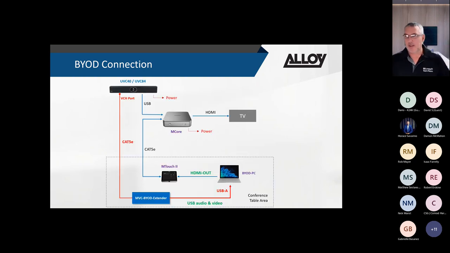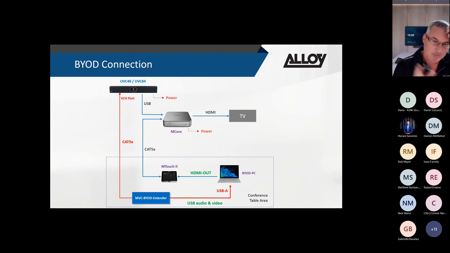All right, looking at the Windows-based devices and how we connect BYOD to these systems. Now, the BYOD device that we use for the Windows systems is different to the Android. The Android, we use the VCH51. With the Windows-based systems, we use the MVC BYOD extender. Now, in this case, it's the same connection. So it's an Ethernet run or an Ethernet cable back to either the VCH port on the back of the unit or the VC hub port, whatever it's labeled with. And that's how we connect that BYOD extender.